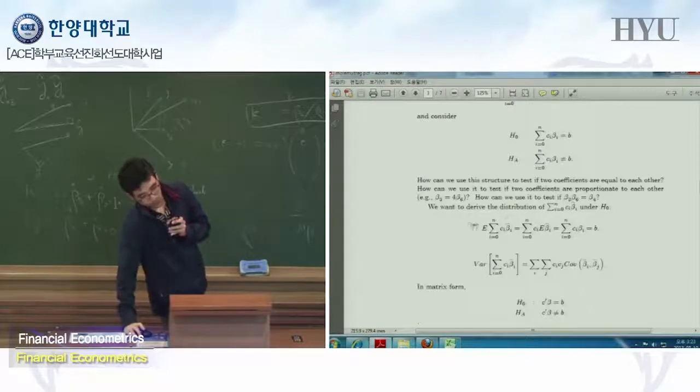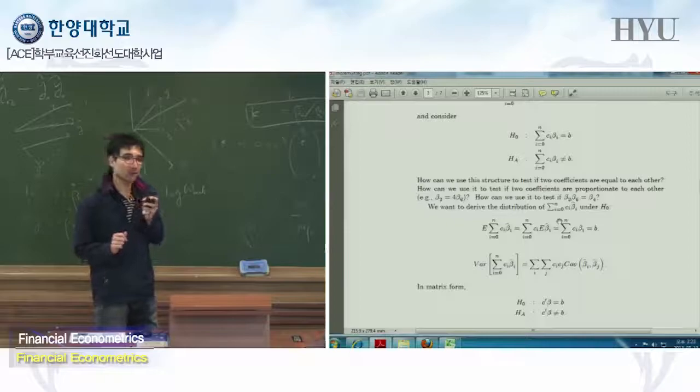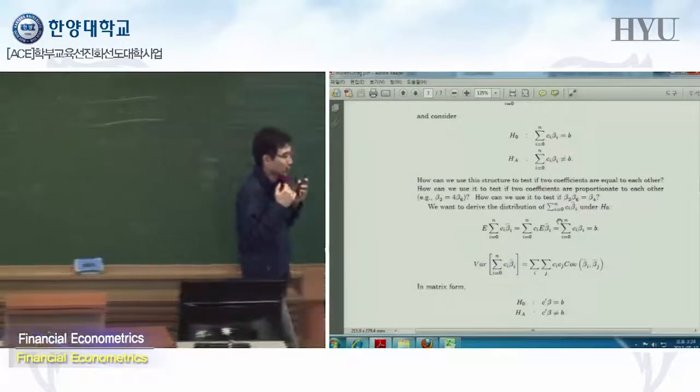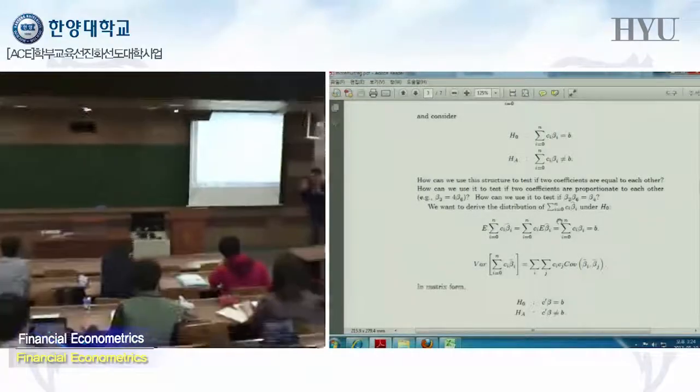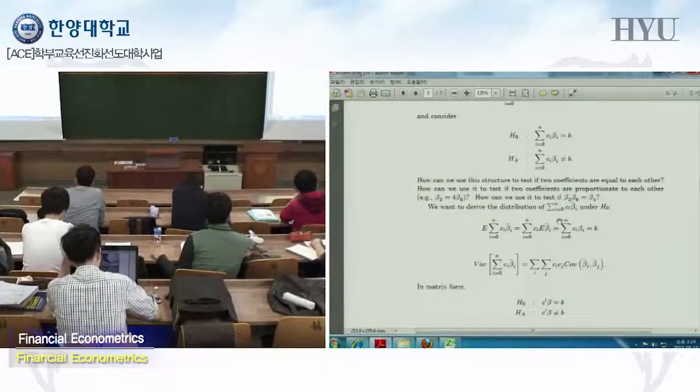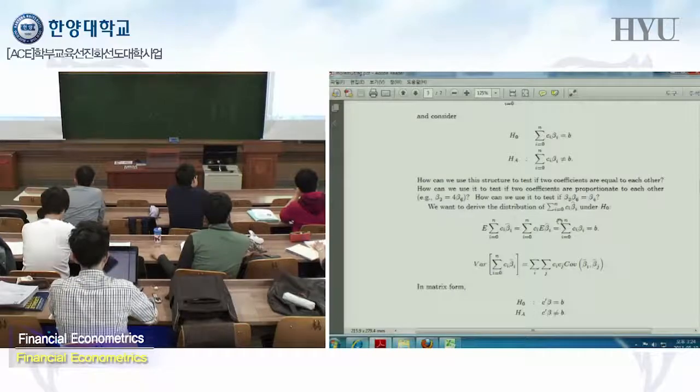So our goal is to derive the distribution of Ci beta hat under the null hypothesis. In order to investigate the distribution of these restrictions, since we want to test the null hypothesis, we have to assume first that the null hypothesis is right, and later on we check whether that assumption holds or not. So let's assume the null hypothesis is right.